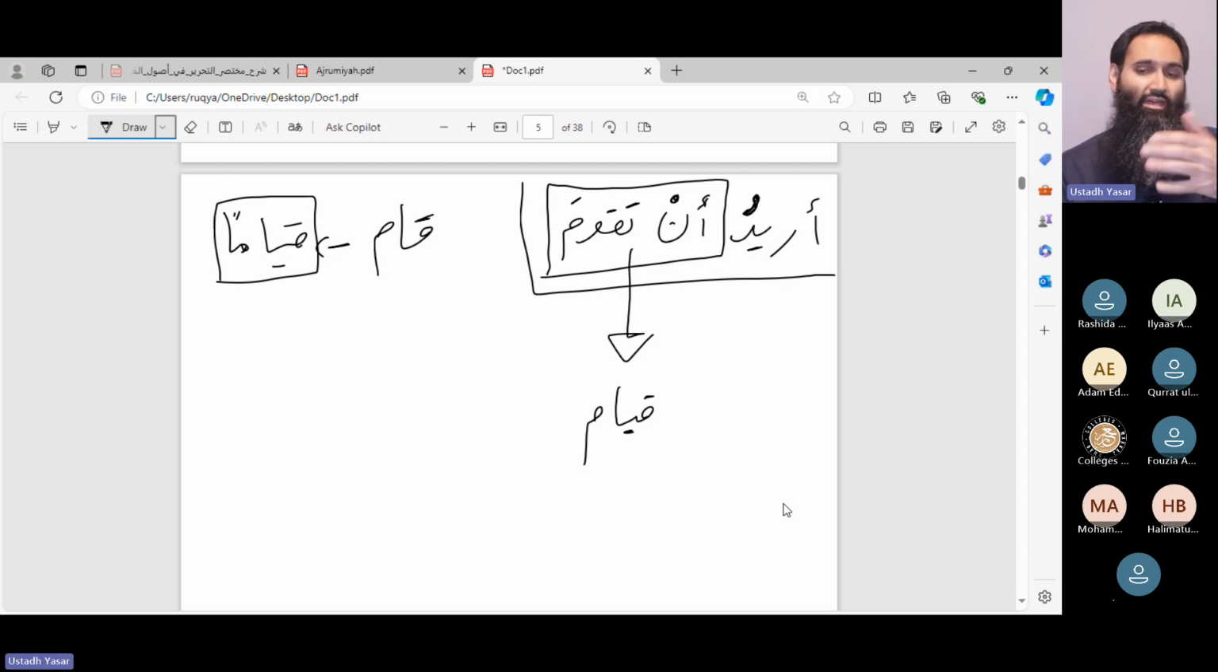We have the masdar. It's nice and easy. The masdar from taqumu is qiyam. Now we have to make it mudaf. This will remain as mudaf, and we attach it to mudaf ilayh. What will be the mudaf ilayh here?